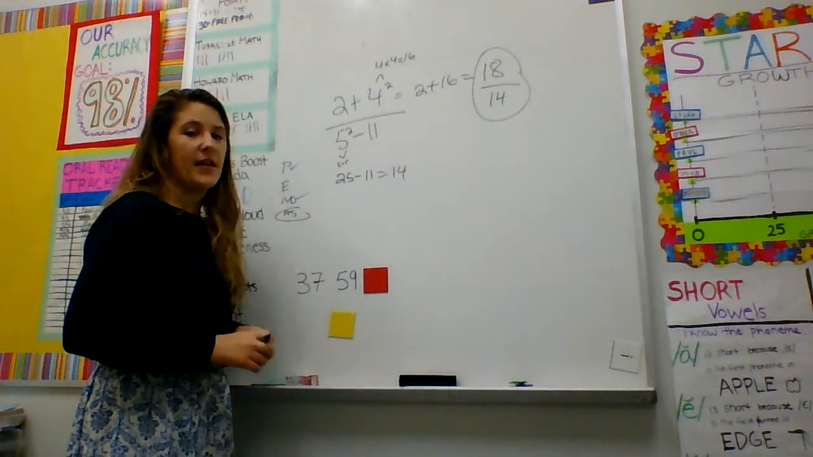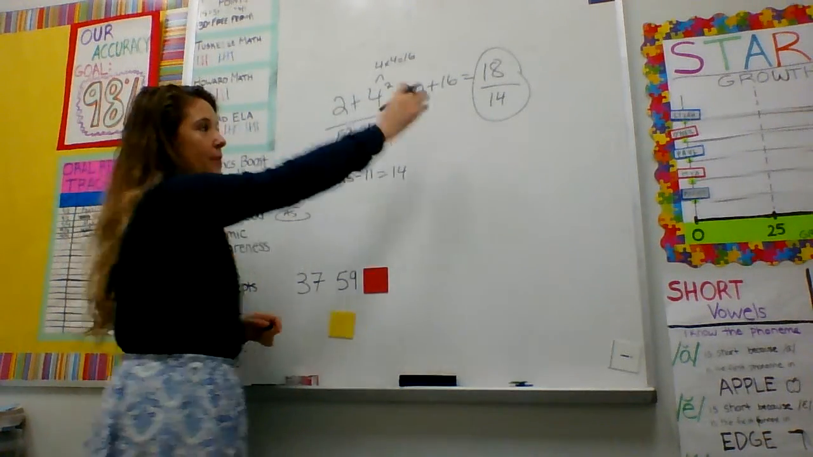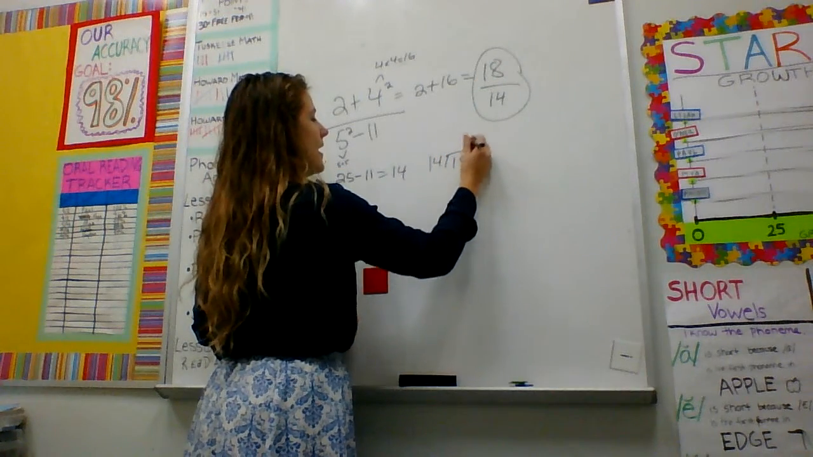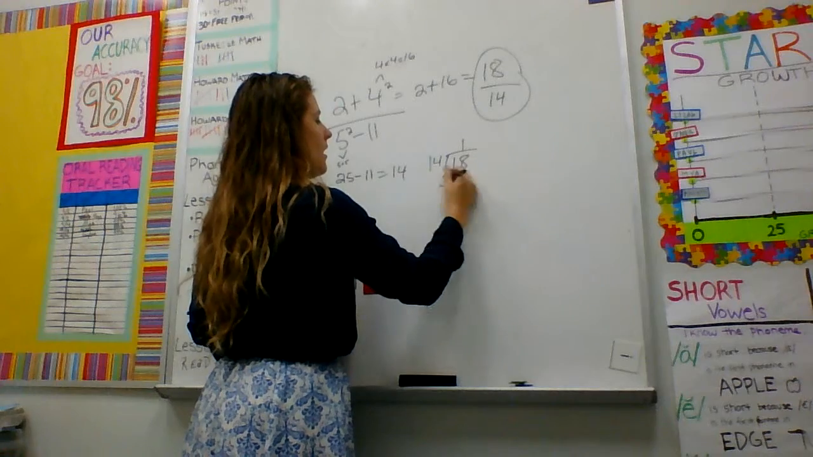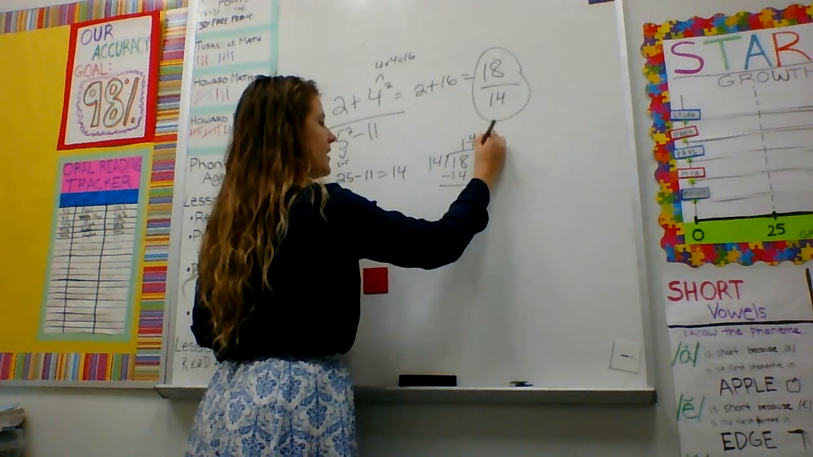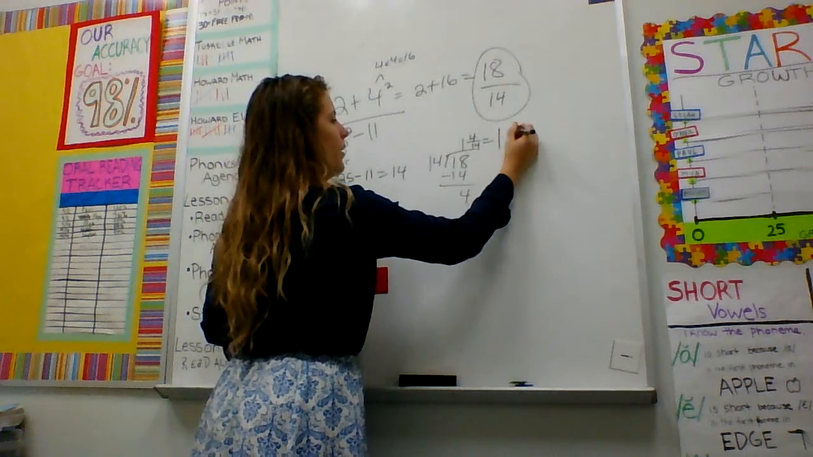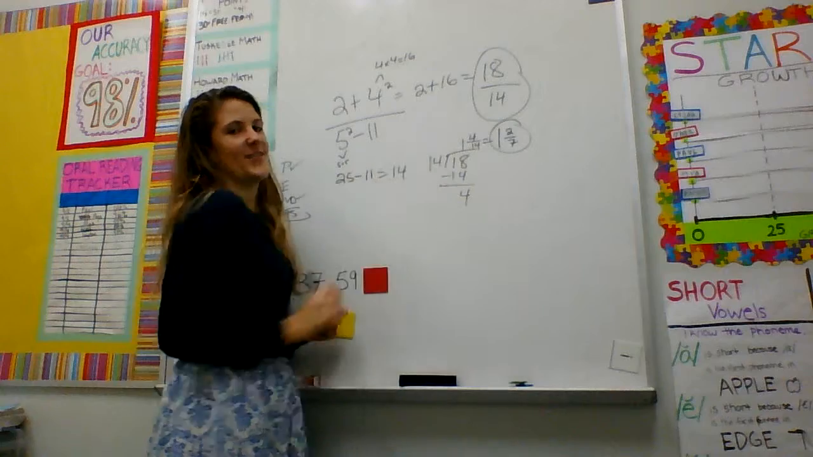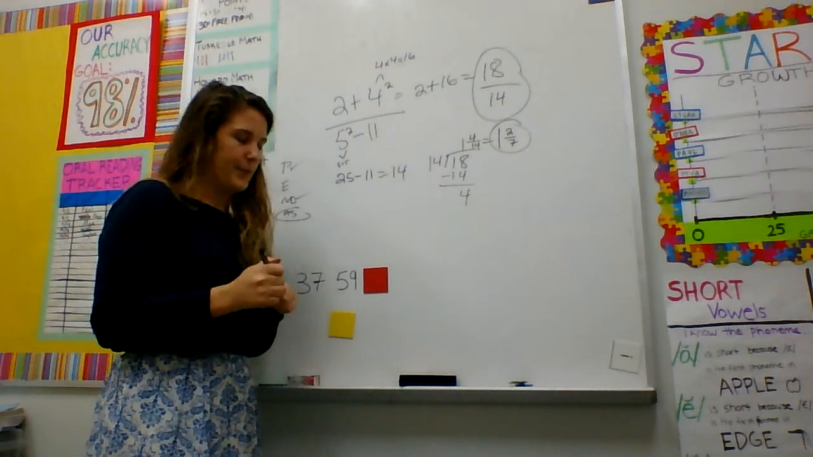There is a better answer. We can do top in, bottom out because it's an improper fraction. 14 goes into 18 one time. I have 4 left over, so 4 over 14, which would simplify to 1 and 2 over 7. Again, I will accept this. This is just a better, more advanced answer.